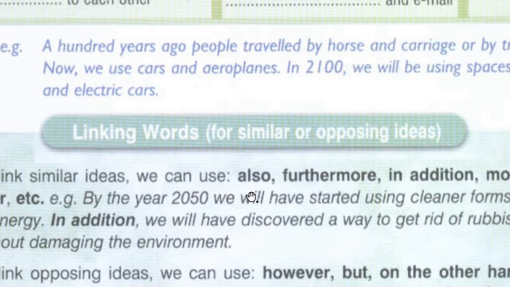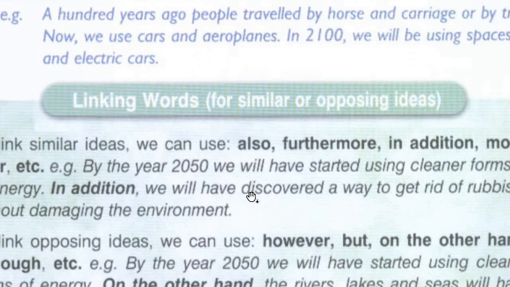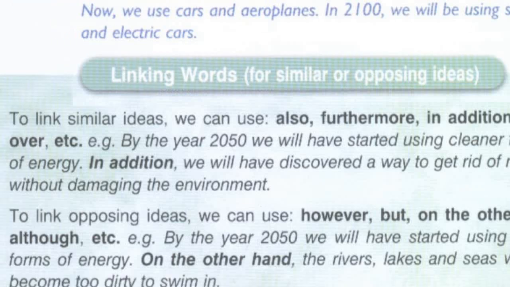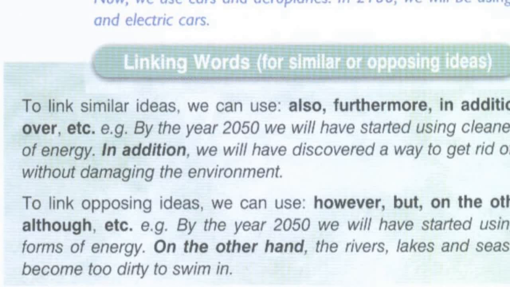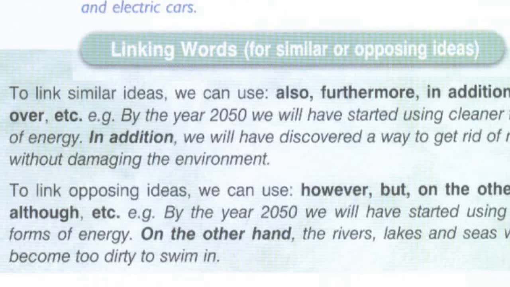We're going to move to the next part. If we get the chance, we're going to work on these two tenses again. The other part is a very important part of writing, linking words. Look here. What are linking words? Linking words are words like, for example, also, furthermore, in addition, and other words. They link the ideas together, but because the ideas are similar, we say similar linking words.